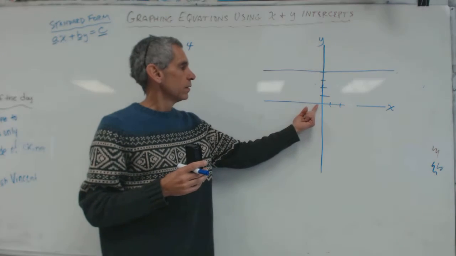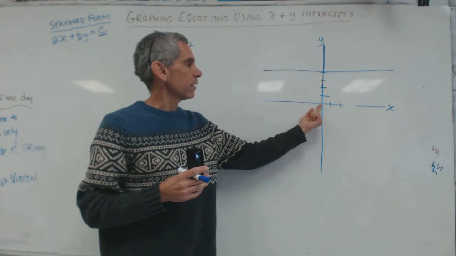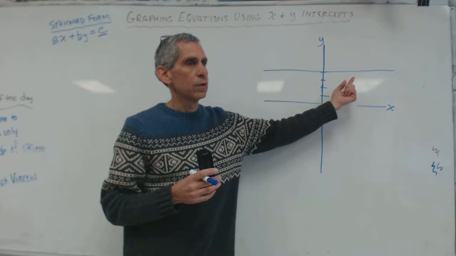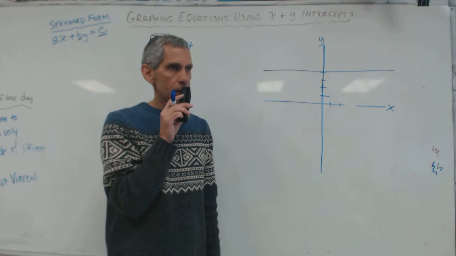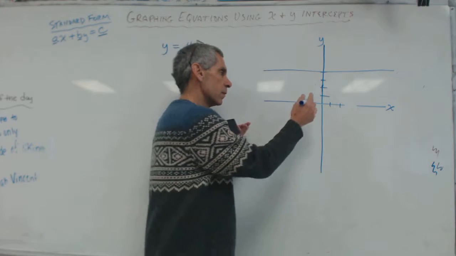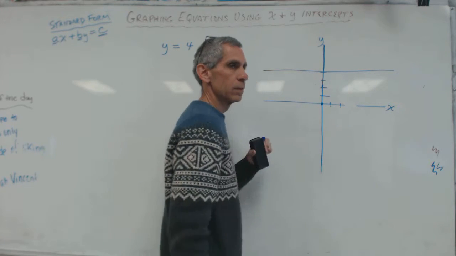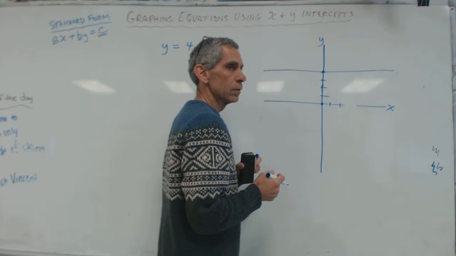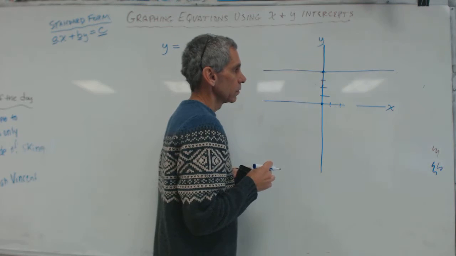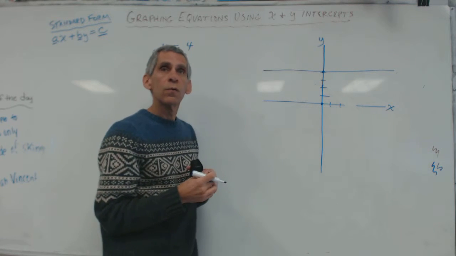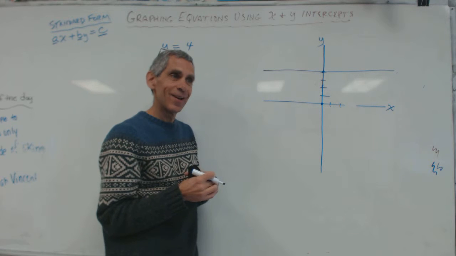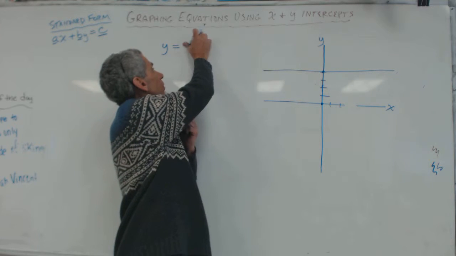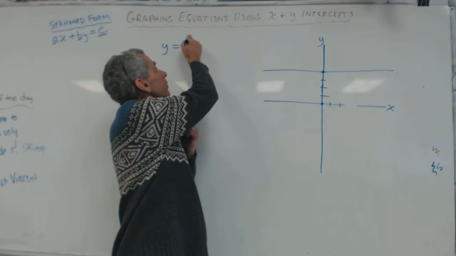When x is 0, y is 4. When x is 1, y is 4. When x is 2, y is 4. When x is 3, y is 4. But if you have (0, 0) as one of your points, and then you have (0, 4), then your line would be going up and down, like that, on the y-axis. Oh, yeah, you're right. Good point. Well done. Nice job.